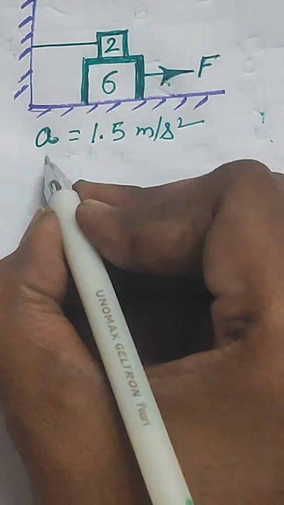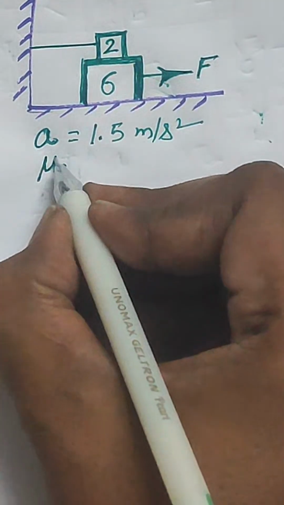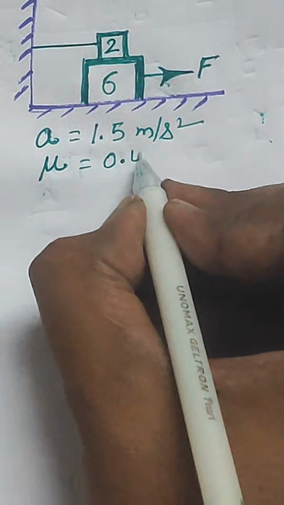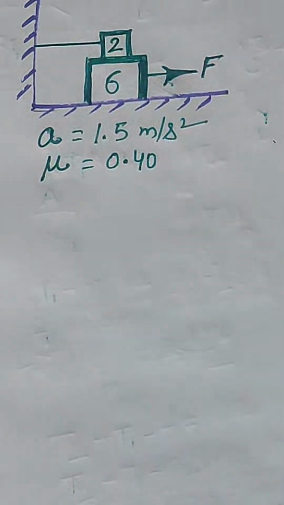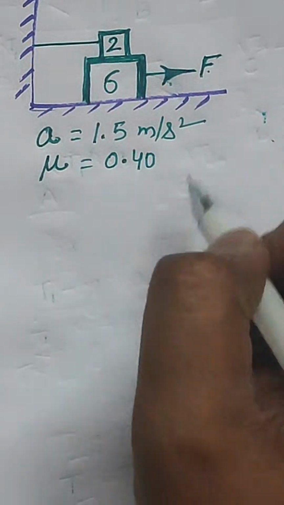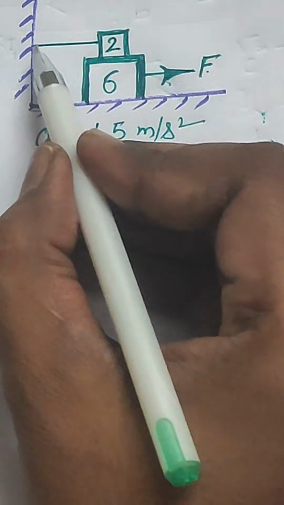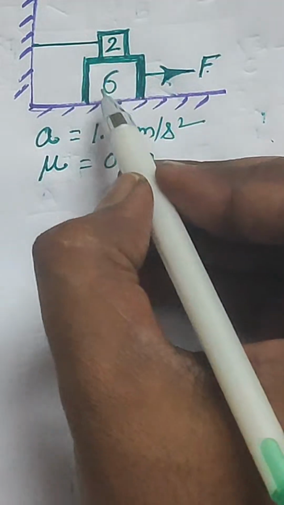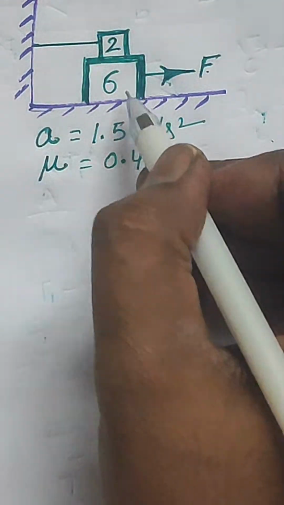And the coefficient of friction between the surfaces is given to you as 0.40. Now we need to find the force applied. Here in this question you can see this 2 kg mass is tied with a string, so this is not going to move along with the 6 kg block.